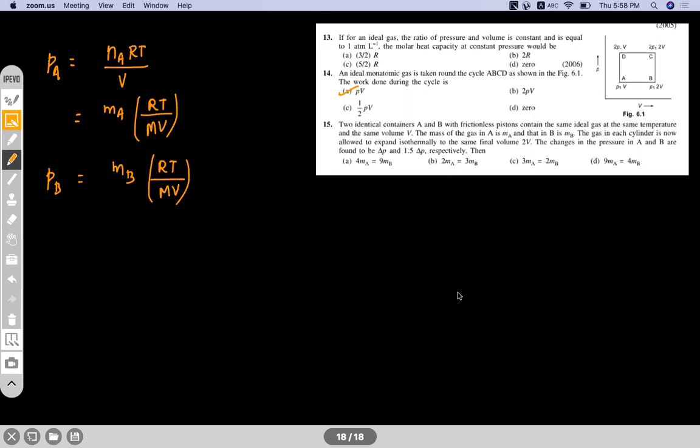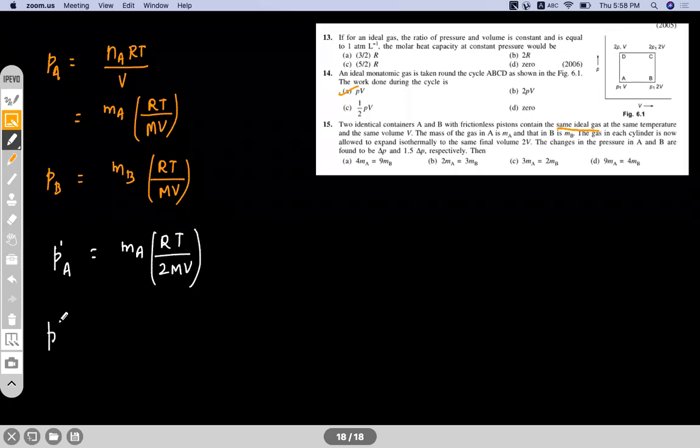Anurag, you are not reading the question properly. See, same ideal gas. Now, expansion till the volume becomes 2V. Just 2V will substitute here. So new pressure would be what? P dash A is equals to MA RT by 2MV and P dash B is equals to MB RT by 2MV.